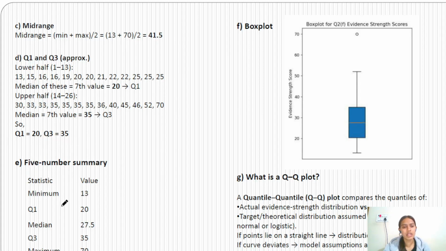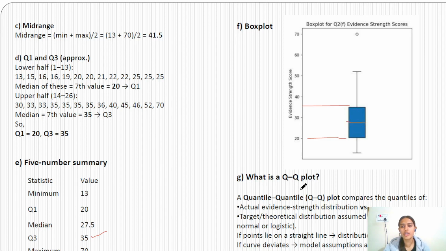The five-number summary is just the minimum, quartile 1, median, quartile 3, and maximum, which are 13, 20, 27.5, 35, and 70 respectively. Now we have to draw the box plot. We can see that this is 20 and this is 35. This 20 is quartile 1, and this 35 is quartile 3. And we have the median of 27.5. So this is quartile 1, this is quartile 3, and this is the median.